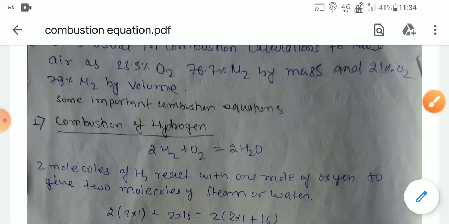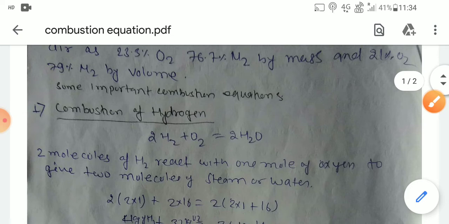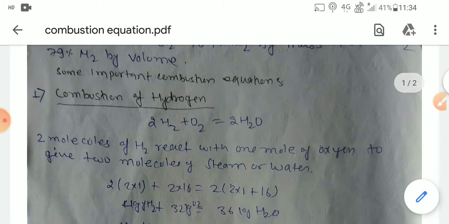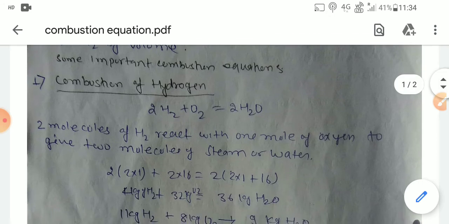Now you can see again: here 4 atoms of hydrogen, and here also 4; oxygen 2 atoms here, and here also 2 atoms of oxygen. So that is your balanced equation. I am going to write it on the basis of volume: 2 volumes of hydrogen react with 1 volume of oxygen to give 2 volumes of steam or water.